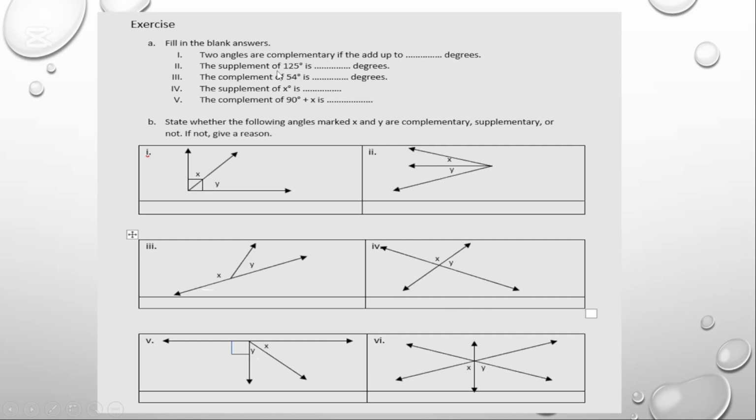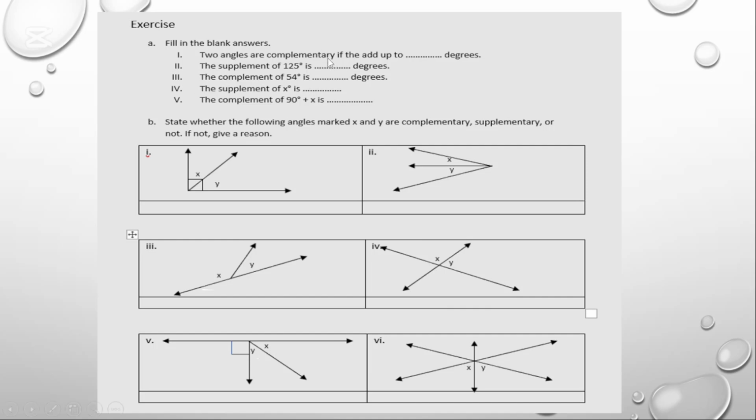The supplement of 125 is, the word supplement tells us we are working with angles that add up to 180. So you will subtract 125 from 180. The complement of 54 degrees is, the word complement tells us it is 90, so it's 90 minus 54.